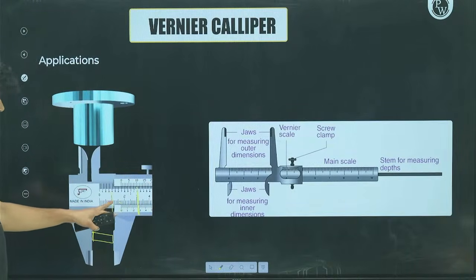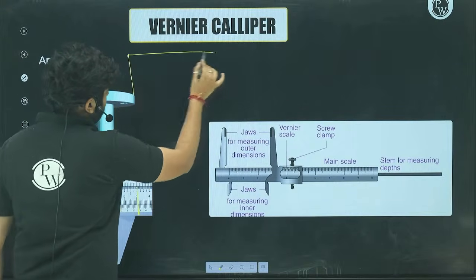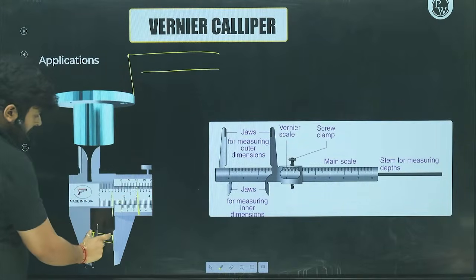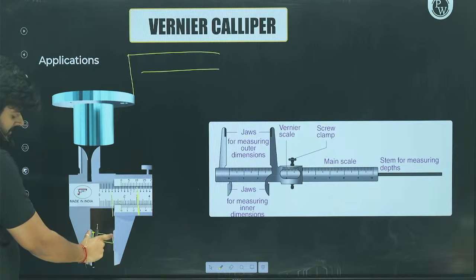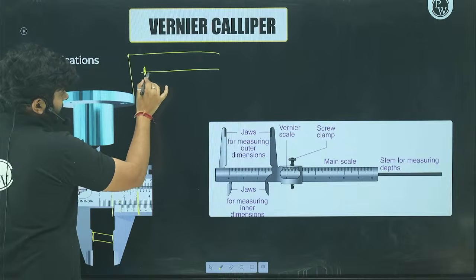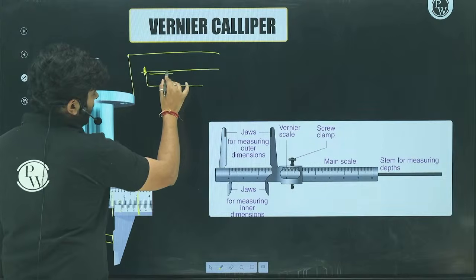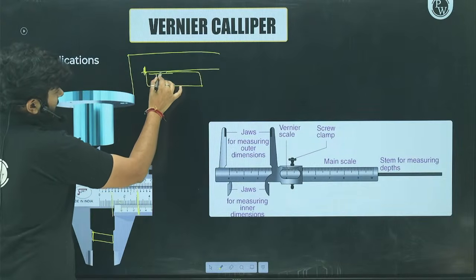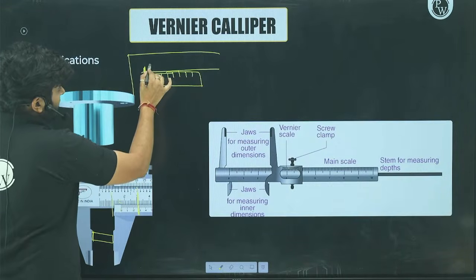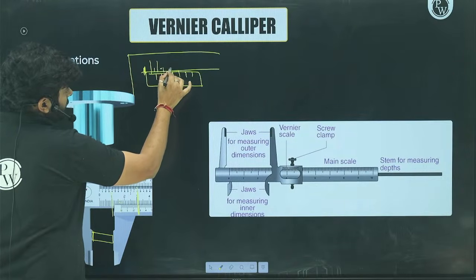So what is really happening? I can draw it roughly, by the way. This is the main scale. When you insert the object between the main scale and the vernier, you will get a certain main scale reading. Over here I'm drawing the vernier scale. These are the vernier scale markings, and these are the main scale markings, like this, right?